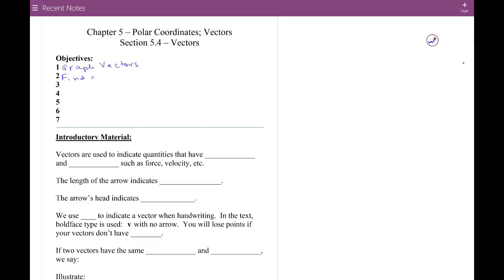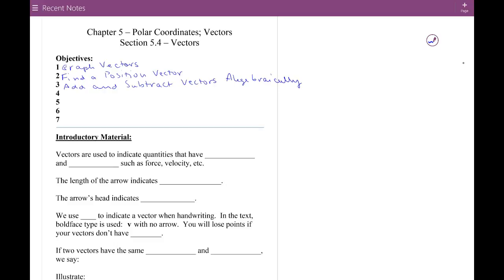Then we're going to learn how to find a position vector. And this is talking about a position in space. How do you tell somebody where something's happening? Then we're going to learn how to add and subtract vectors two different ways. The first way is geometrically, and then we'll do it algebraically.